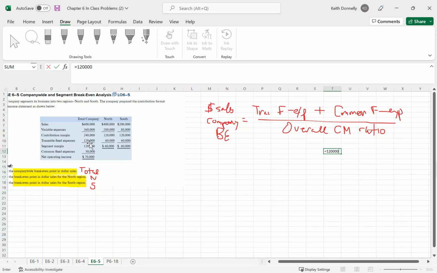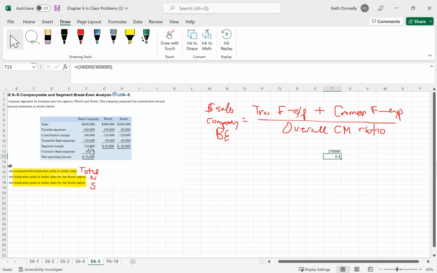We're going to add to this our common fixed expenses of 50,000. That's our numerator, 170. And then our denominator, if we were to try to find that contribution margin ratio, is going to equal our contribution margin of 240,000 divided by our sales of 600,000. Take a minute to look at that.